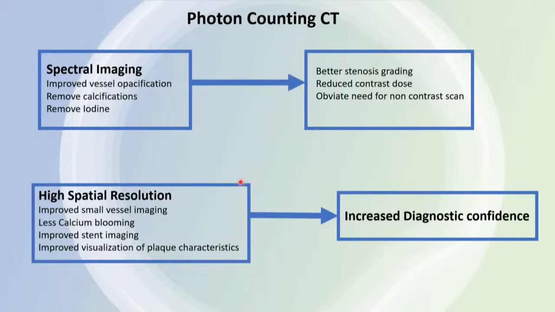This is the real advantage of the photon counting CT: high spatial resolution. These are all the things that we're looking for when we read coronaries: improved small vessel imaging, less blooming from calcium, improved stent imaging, and improved visualization of plaque characteristics, leading to increased diagnostic confidence.